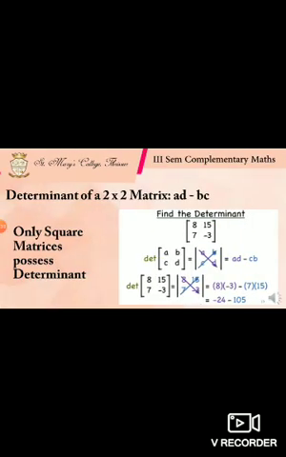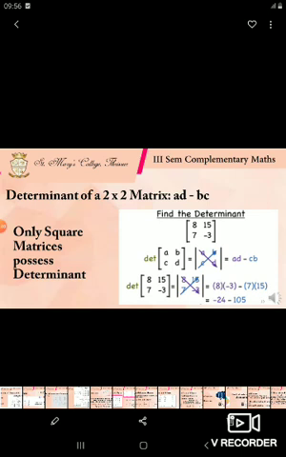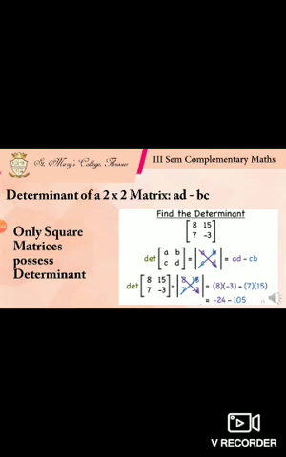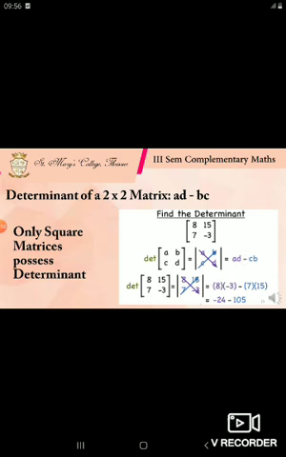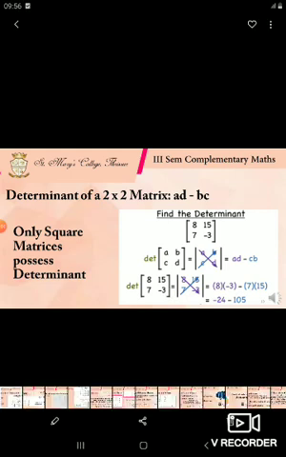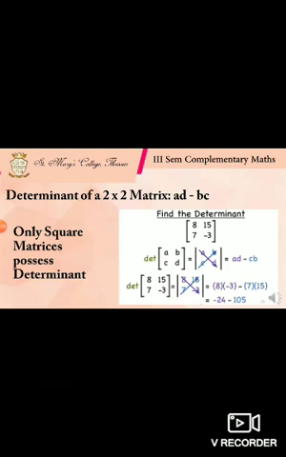Now we move on to the determinant of a matrix. Only square matrices possess determinants. You have to be very careful about that. Only square matrices possess determinants. So if we start from a 1 by 1 matrix, there is nothing to find. That element itself is the determinant. If we go to a 2 by 2 matrix, if it is a matrix A, B, C, D, then the determinant will be AD minus BC. So here, 8 into minus 3 minus 7 into 15, that is minus 24 minus 105.